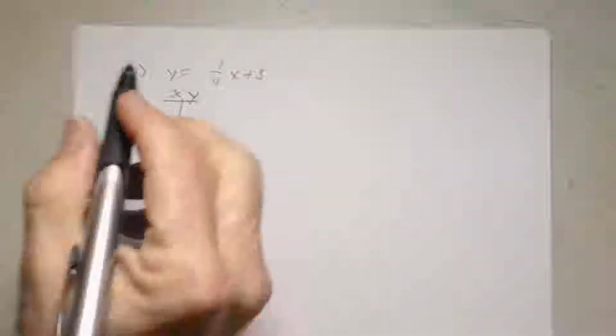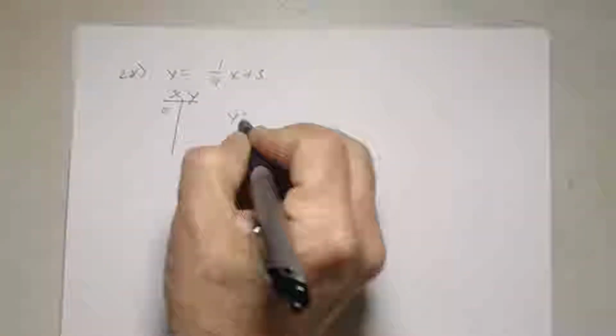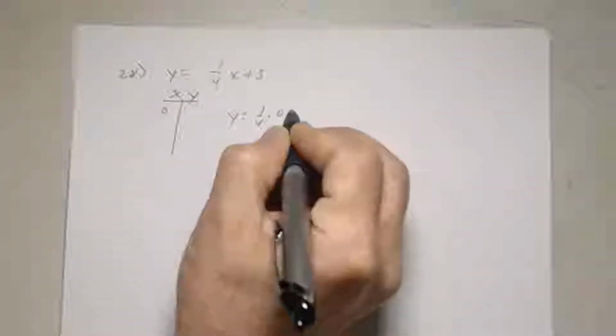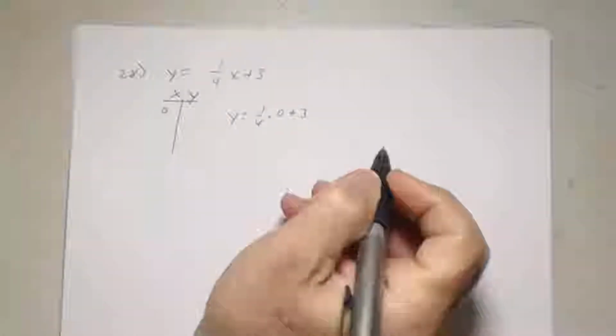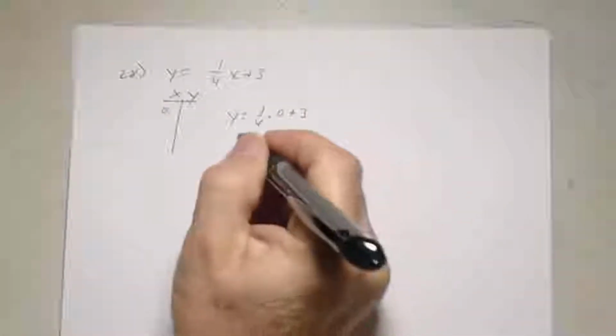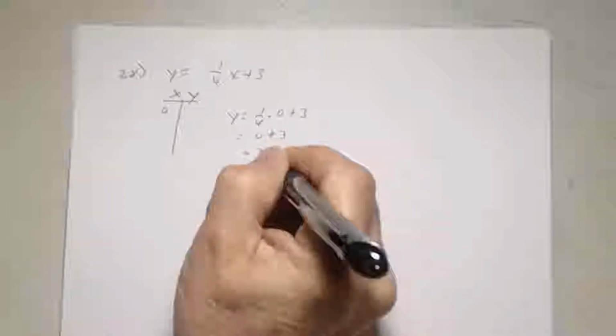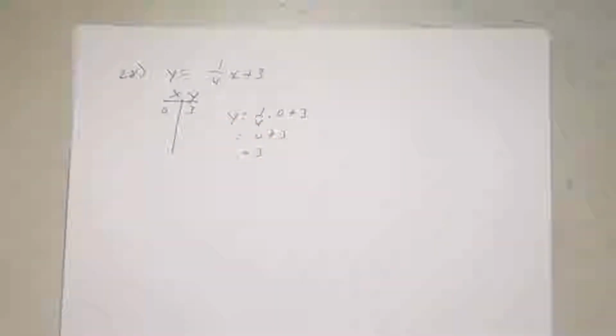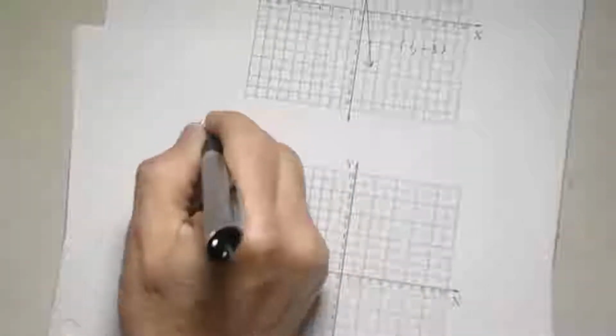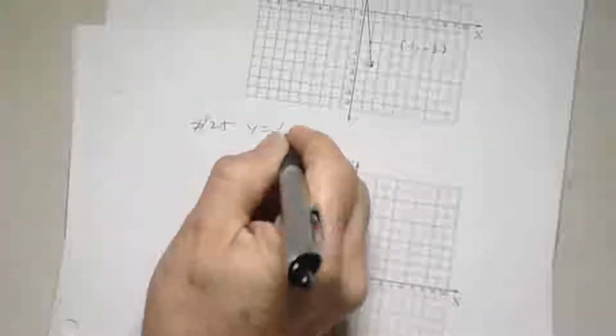So if x is 0, I get y equals 1/4 times 0 plus 3. What's 1/4 times 0? 0. And 0 plus 3 is 3. So I have the ordered pair (0, 3). If I want to start plotting that point, I can. So (0, 3) is on the positive y-axis. Make sure you label.